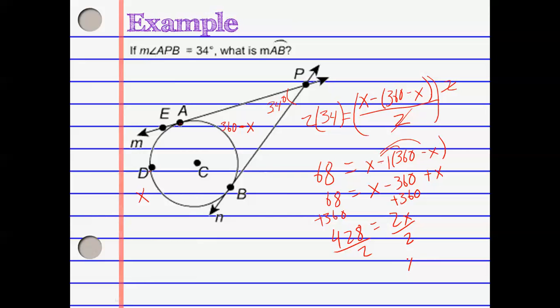And if I divide by 2, I get X equals 214. So I know this big arc right here is going to equal 214. So now all I have to do is just plug in X right there. I take 360 minus 214, and that's going to give me 146. So I know the measure of arc AB is going to be 146 degrees.